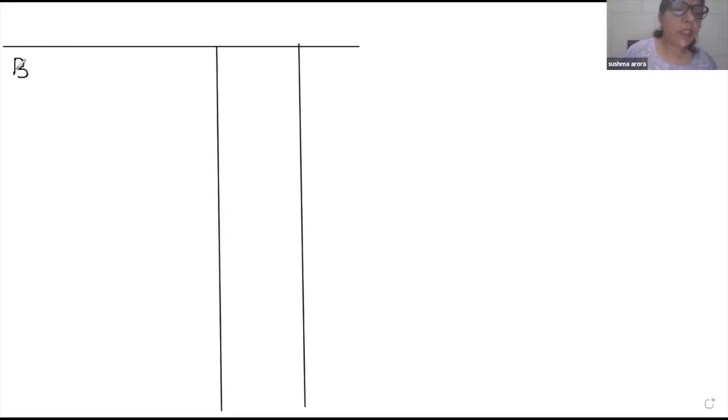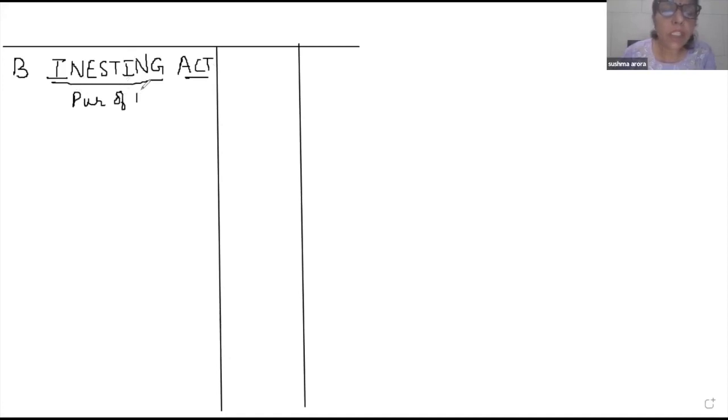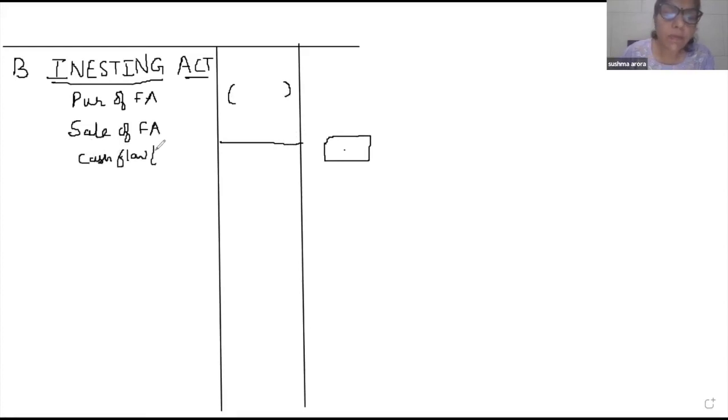So second activity is investing activity. Little bit big font. Now in investing activity, you have to write two things: purchase of fixed asset or sale of fixed asset. Generally, these two will come. So when purchase of fixed asset, that will be, yes, minus sign means bracket. So by this way, you can come to know this outer, that is cash flow from investing activity.